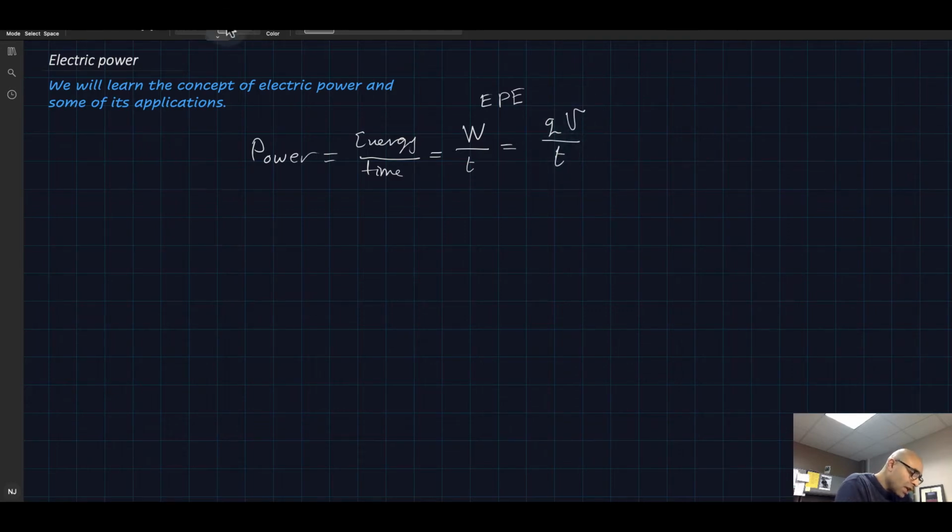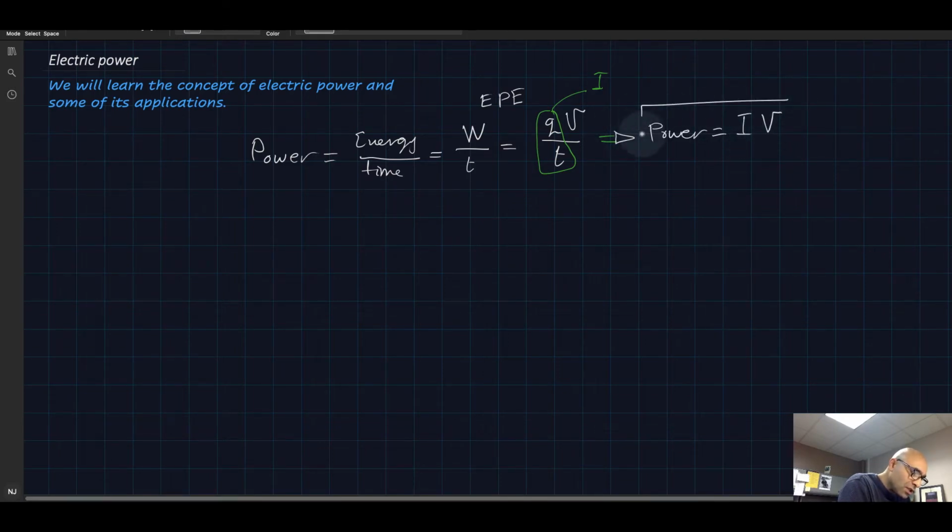Now, Q over time is how much charge passes through a wire in a certain time, and that we call the current. So we end up with this equation: power is equal to the current times the voltage. And that's a very important equation. Now there are many other forms for this equation depending on what the problem imposes.